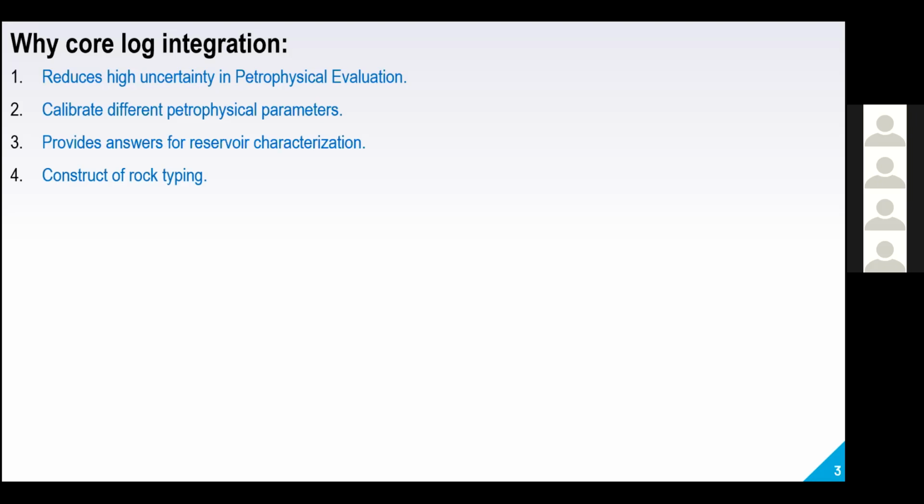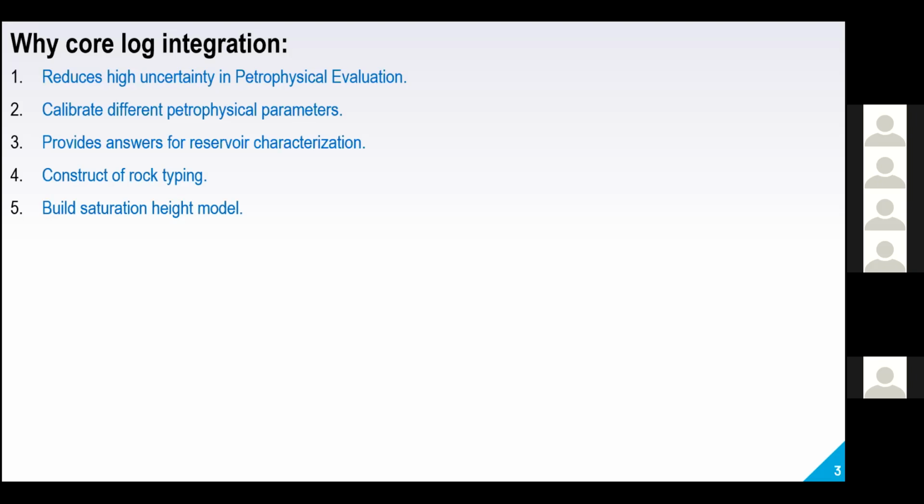So you have to construct your rock types because rock types will be helpful for the modeler to interpolate the values between the wells. So it's essential to use the core for rock typing construction because you can't derive the permeability without core data.